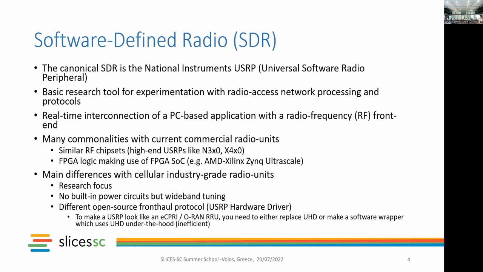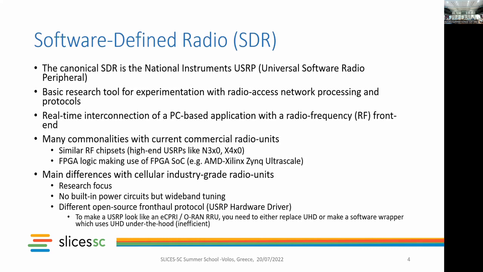Now, what's interesting about the USRP, at least the most recent ones, if anybody's used them over the last 30 years, is that there are many commonalities between the actual hardware inside a USRP and current commercial radio units. The heart of an ORAN radio unit is not radically different from a USRP N310 or X410 and X440. It's essentially the same thing under the hood. But there are other things in a commercial radio unit that make it a commercial radio unit. I'll try and detail some of those things.